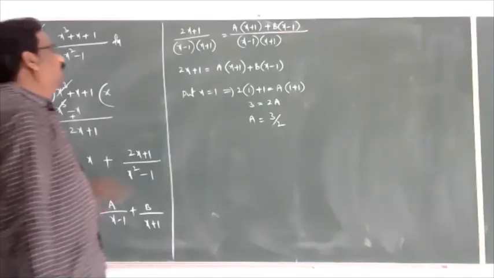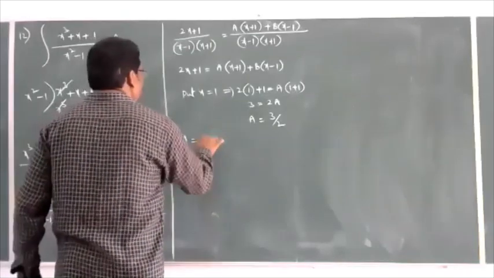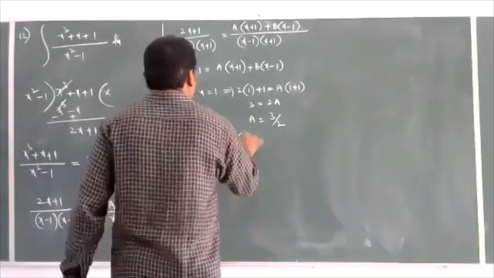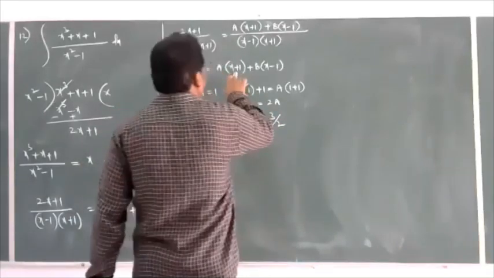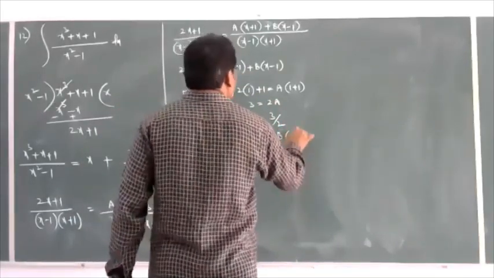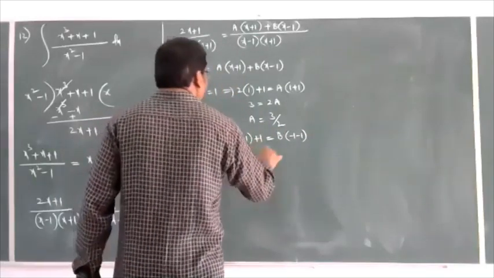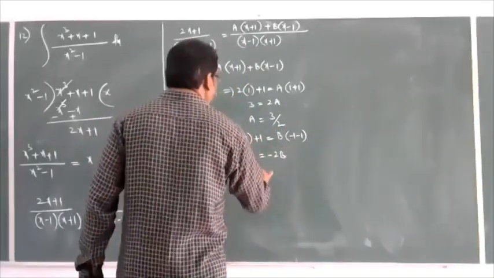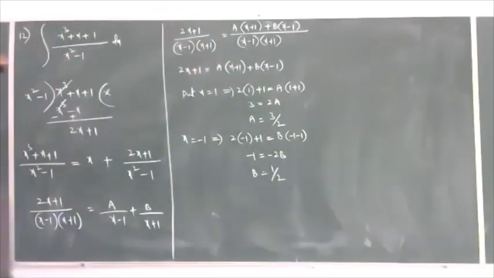So we want to find out b value. Put x is equal to minus 1. x is equal to minus 1 implies 2 into minus 1 plus 1 is equal to, this term is 0, that is b into (minus 1 minus 1). Minus 2 plus 1, minus 1 is equal to minus 2b. That is b is equal to 1 by 2.